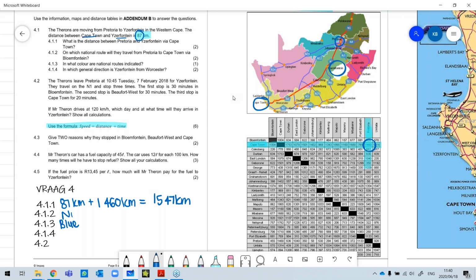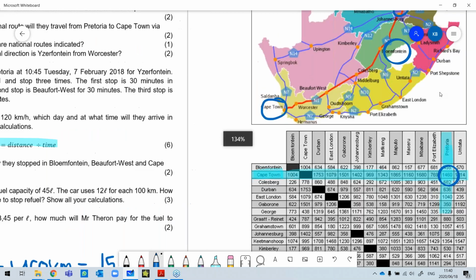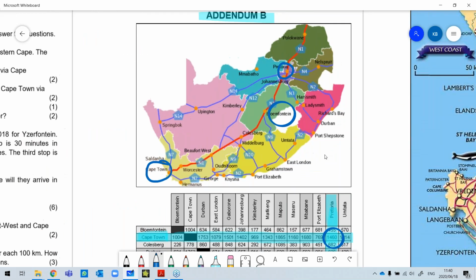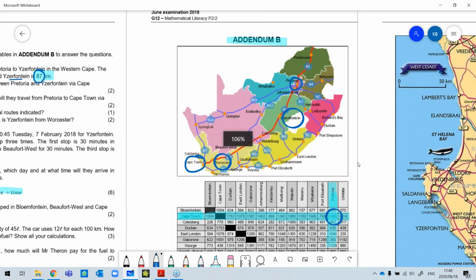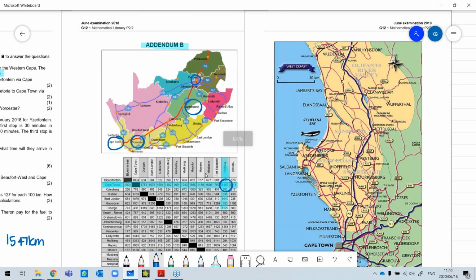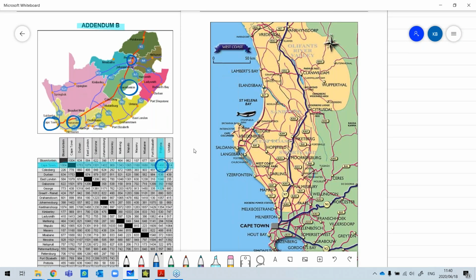Question 4.1.4. In which general direction is Eiserfontein from Worcester? Now, quickly have a look. On this map, we have no idea where Eiserfontein is. We know that Worcester is over here. Here we see Worcester, but we don't see Eiserfontein. So I cannot use this map. At this stage, you should know to go over to this map.